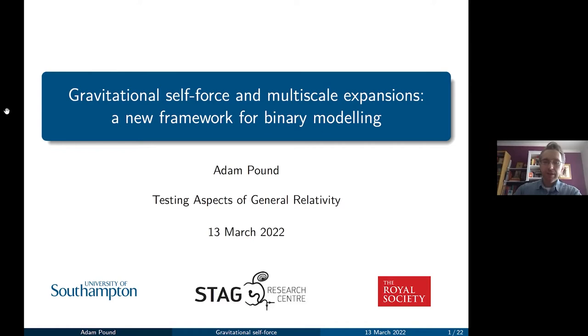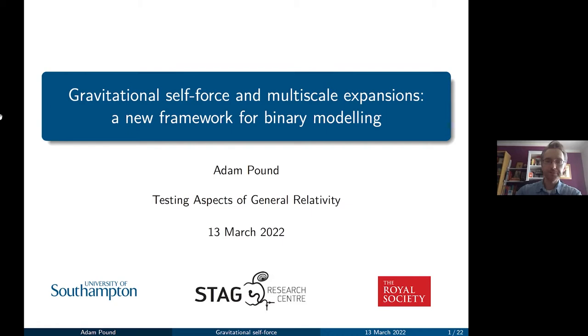I'm going to be talking about a particular method of modeling binaries, the gravitational self-force and multiscale expansion method. And I've given it a bit of a grandiose title, a new framework for binary modeling. People familiar with self-force will not think of it as so much a new framework. But really, I want to stress the point that it is quite a lot of new stuff relative to what's currently done in LIGO-Virgo-Kagra modeling, and kind of represents a paradigm shift in how to model binaries going forward to the next generation.